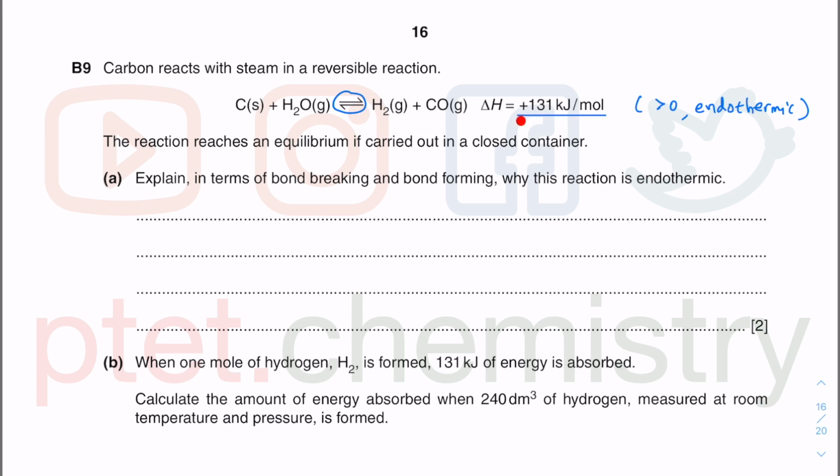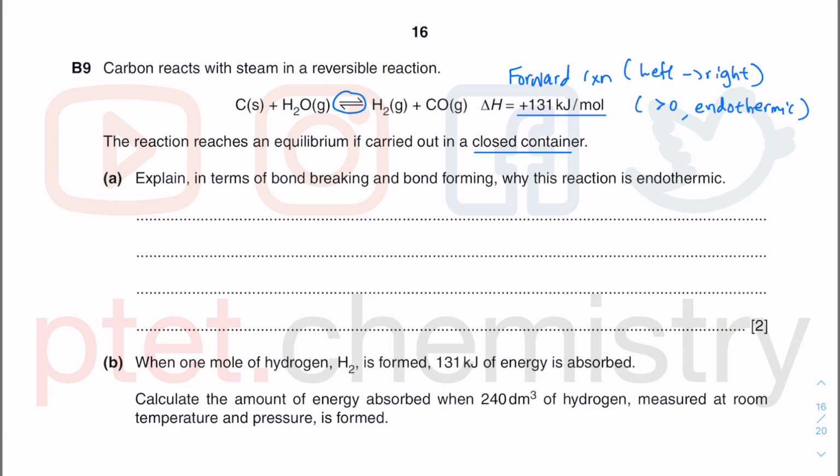So what does this one refer to? When you have a reversible reaction and you're given an enthalpy change value, it always refers to the forward reaction. Forward reaction means from left to right, from reactant to product. Going that way is going to be endothermic. Now this reaction reaches an equilibrium if you do it in a closed container where nothing escapes at all.